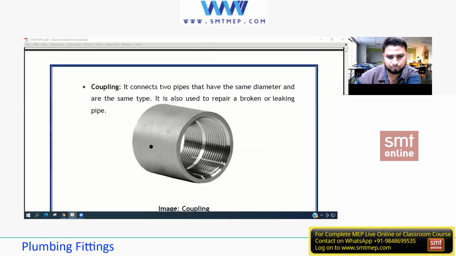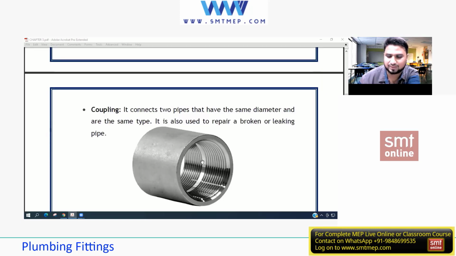Now, this is a coupling, okay? What you see, a coupling is generally like internal threads. So what do you mean by internal threads? Male or female? Female, sir. Female. Internal threads are female, external threads are male. Okay, so this is basically a female. And again, a coupling is something which connects two pipes.